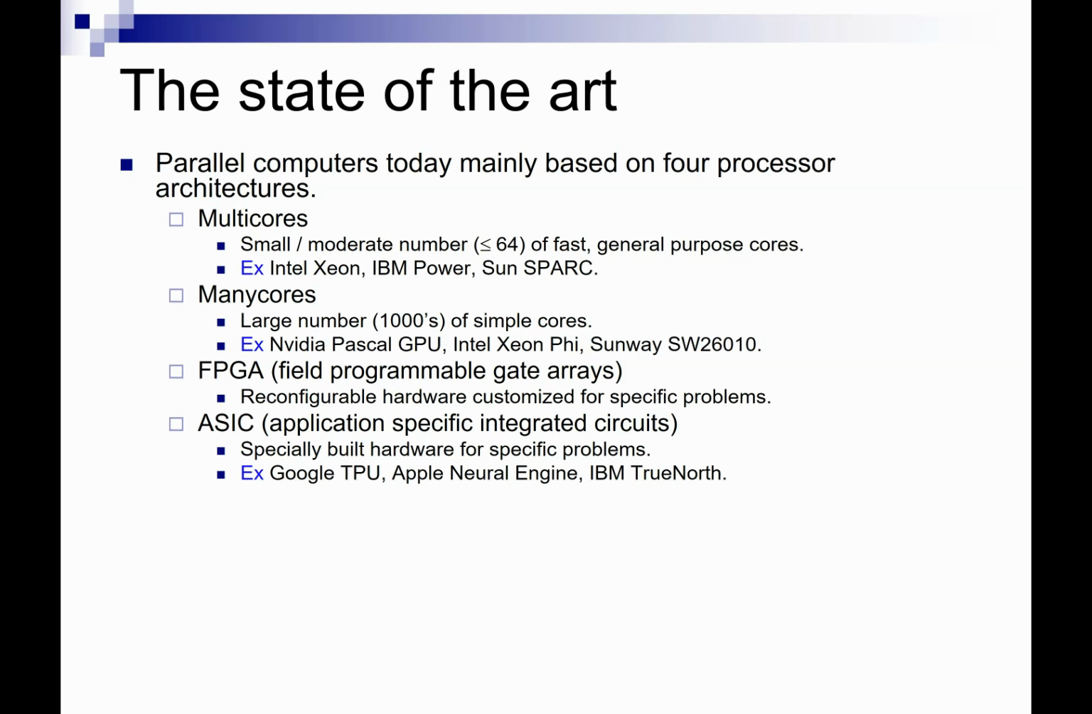Examples of these would be something like the Google TPU, which is used to process deep learning workloads, or the Apple Neural Engine, which is also used for deep learning, or the IBM TrueNorth. These are very specialized to and geared towards things like matrix computations.